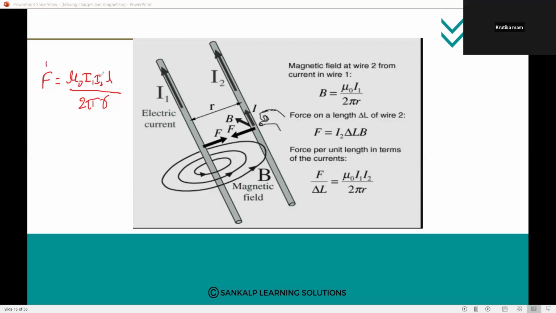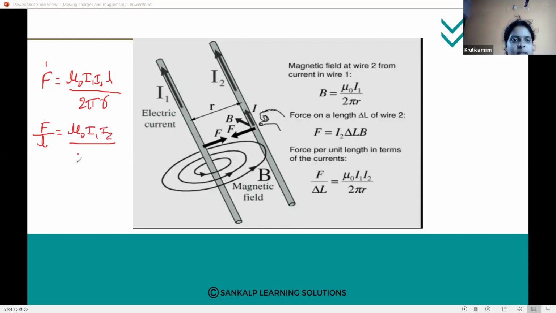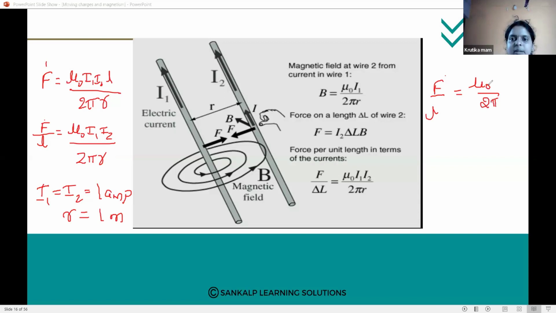The consideration is just to rearrange this equation as F by L. Make it as F by L, taking the L from the numerator to this side. So it is F by L is equal to mu naught into I1 into I2 divided by 2 pi R. Okay. Suppose I substitute I1 is equal to I2 is equal to 1 ampere and the distance as 1 meter. So here R is equal to 1, and I1 and I2 also become 1. Then what does force per unit length become? It becomes mu naught upon 2 pi.